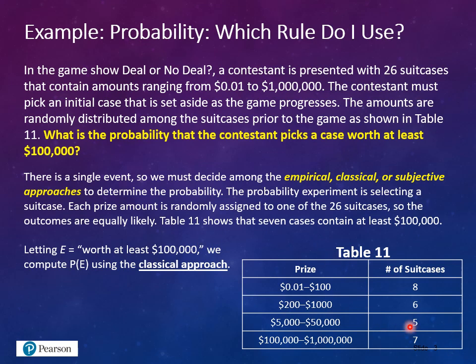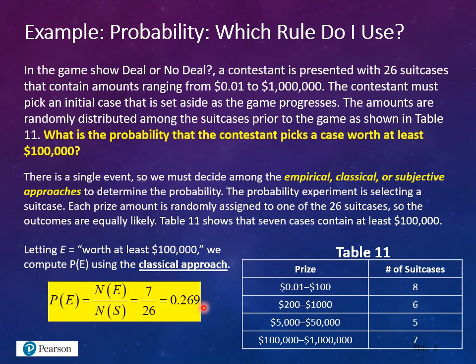Table 11 shows that 7 cases include at least $100,000. Letting E be worth at least $100,000, we compute the probability of E using the classical approach, which is the number of outcomes of E divided by the total number of outcomes, which is 26, if we add these all up or if we realize that there's 26 suitcases. So we get a probability of 0.269. If we had 100 different games, we'd expect about 27 of them to select a suitcase with an amount worth at least 100,000.